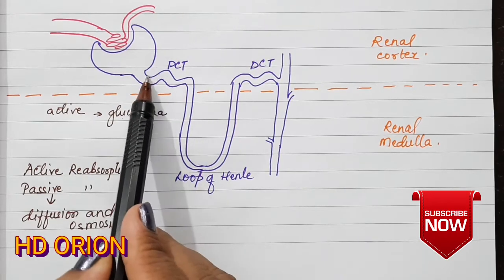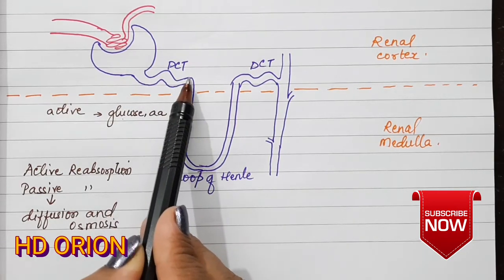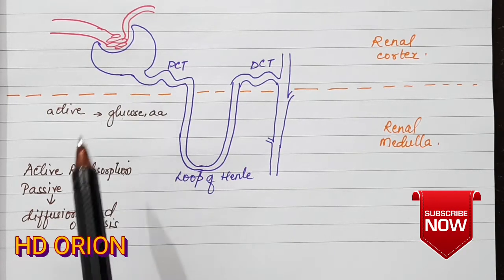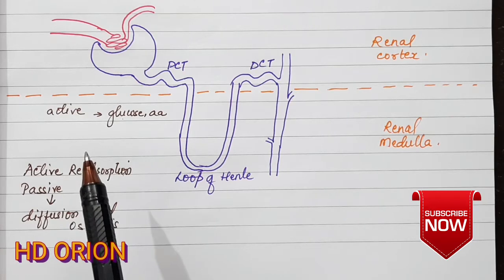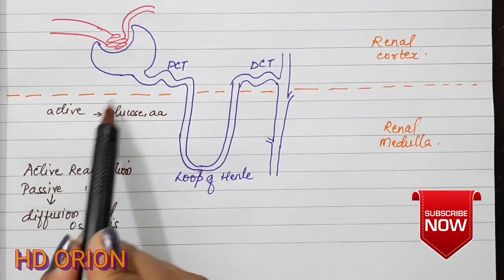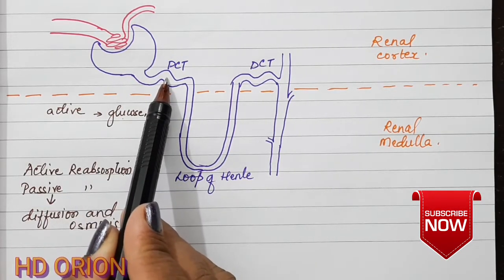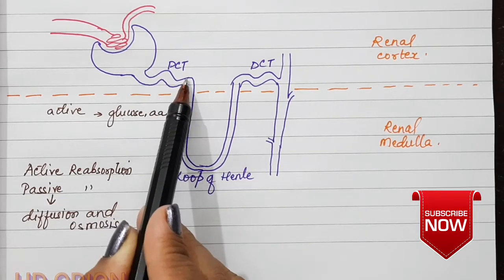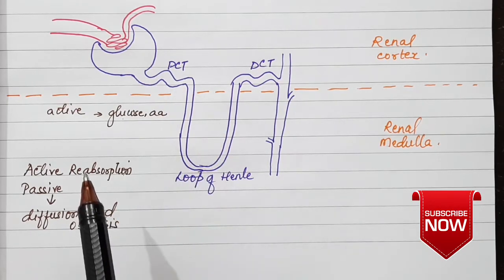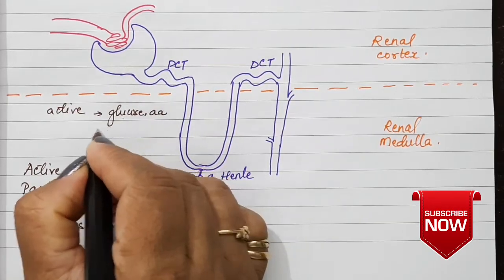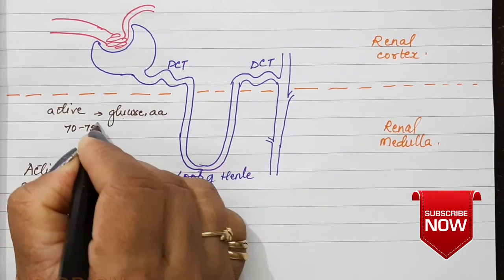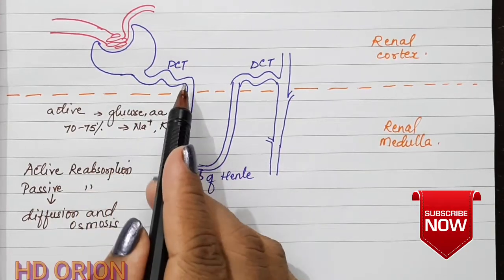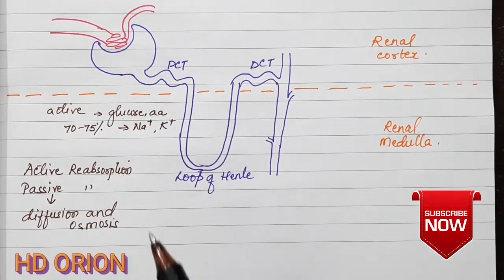So obviously here the PCT has brush bordered epithelium, and these epithelial cells have a high quantity of mitochondria. These mitochondria generate the ATP, and thus active reabsorption takes place in the PCT, much because of the high amount of mitochondria in the cells that make up the PCT wall. Then also about 70 to 75% of sodium and potassium ions are reabsorbed over here. So the ions are also reabsorbed in the PCT.